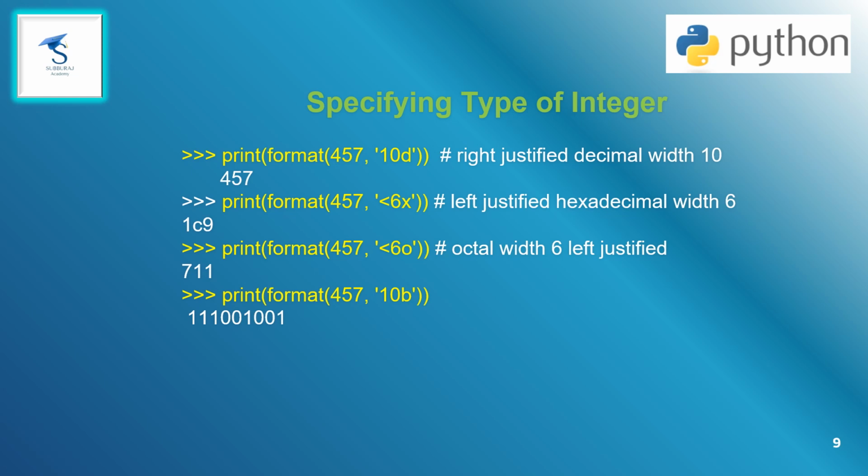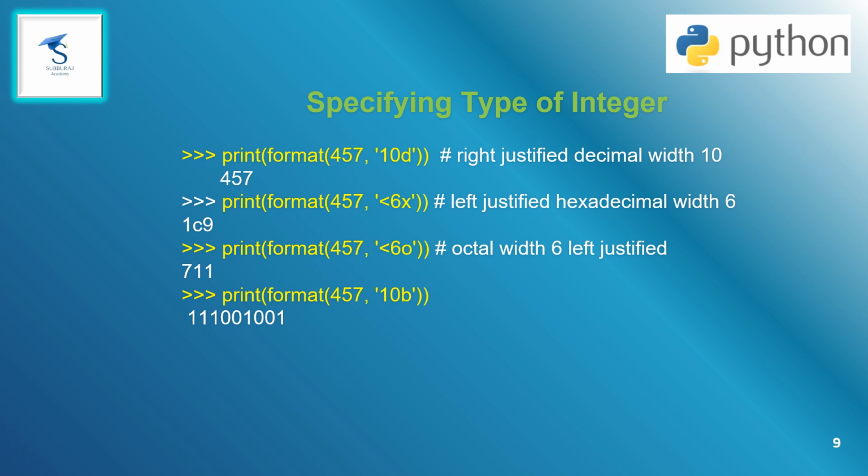You can also print an octal number. The third print statement does that. Print 457, less than sign means left justified, and 6 positions octal. So 711 is the octal equivalent of 457. 1C9 is the hexadecimal equivalent of 457, and 711 is the octal equivalent of 457.